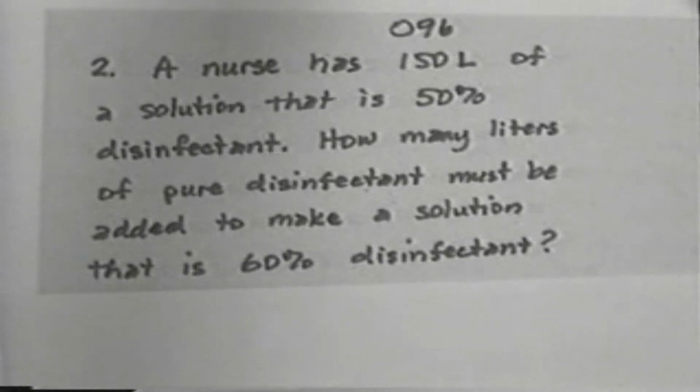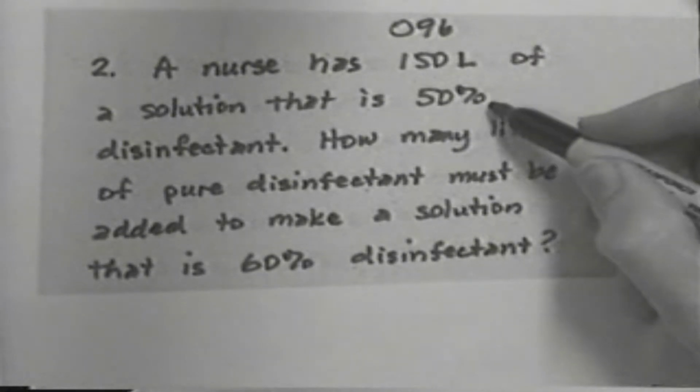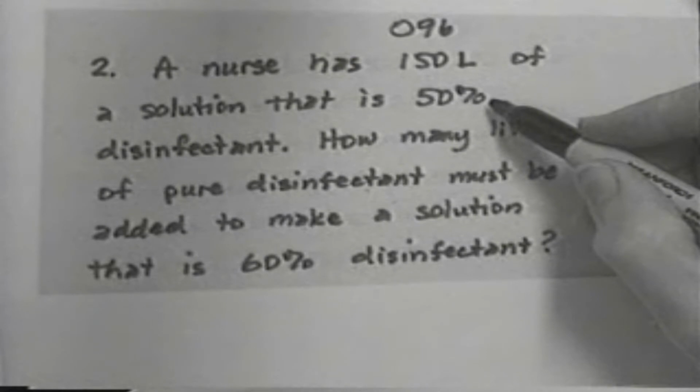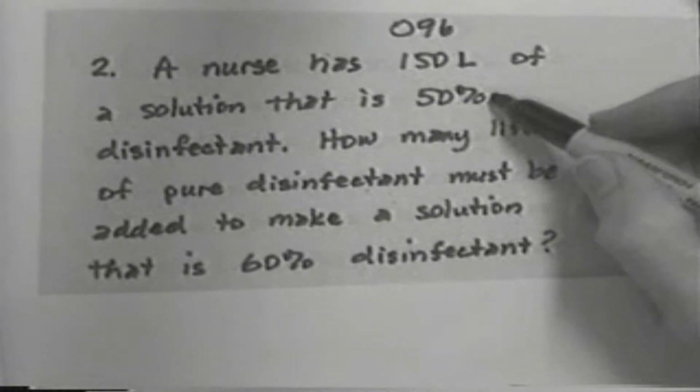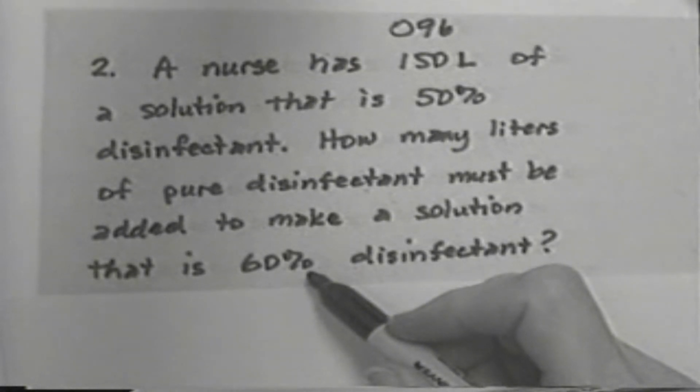How many liters of pure disinfectant must be added to make a solution that is 60% disinfectant? Notice that in this case, the nurse has 150 liters already mixed up. The 150 liters is 50% disinfectant. The nurse wants something that's stronger, 60% disinfectant.